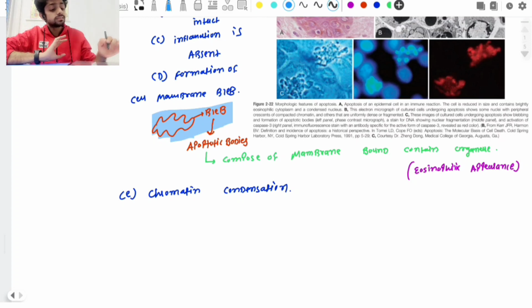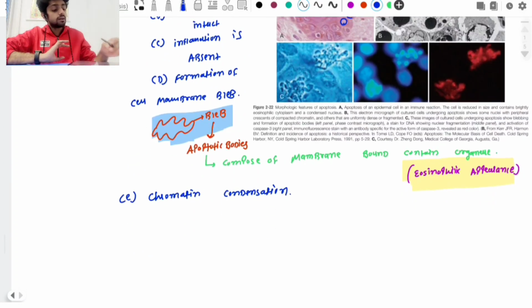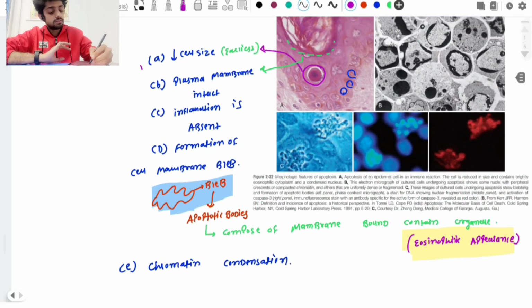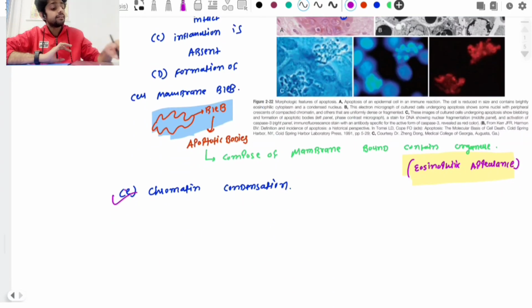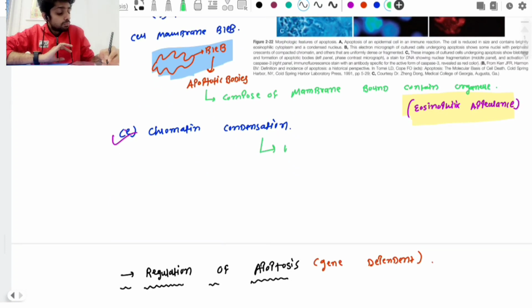What is the appearance under the microscope? It has an eosinophilic appearance. Here you can see apoptotic bodies with eosinophilic appearance. And the last one is chromatin condensation. What is the last feature? Chromatin condensation. Remember, guys, that chromatin condensation is the most characteristic feature of apoptosis.